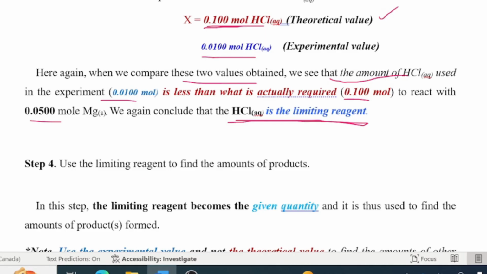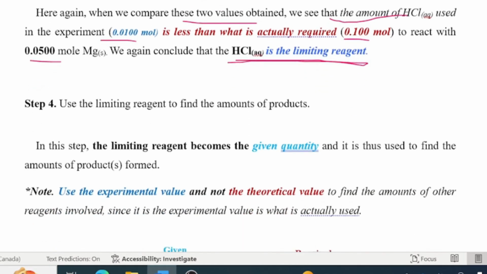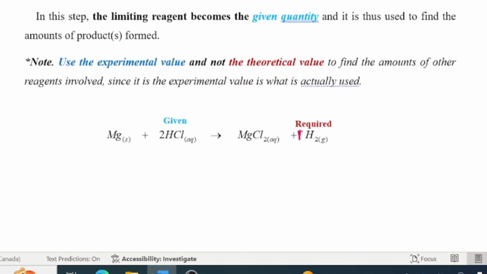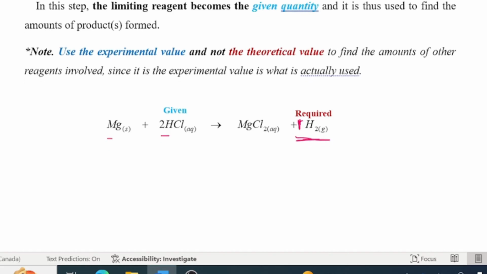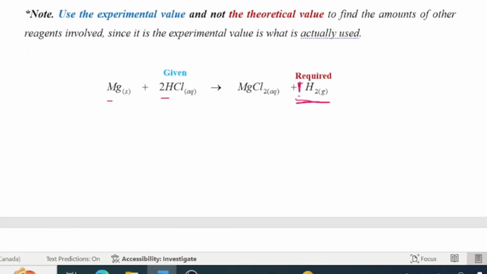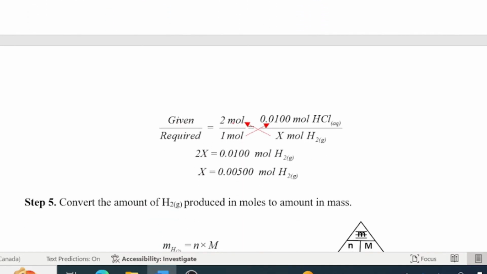Now you use your limiting reagent to calculate what you're asked to do. You're asked to find what mass of hydrogen is produced when you react those quantities of magnesium and HCl. So now use your limiting reagent. That becomes the given reagent. I can see a 2:1 mole ratio. So given over required is 2:1.